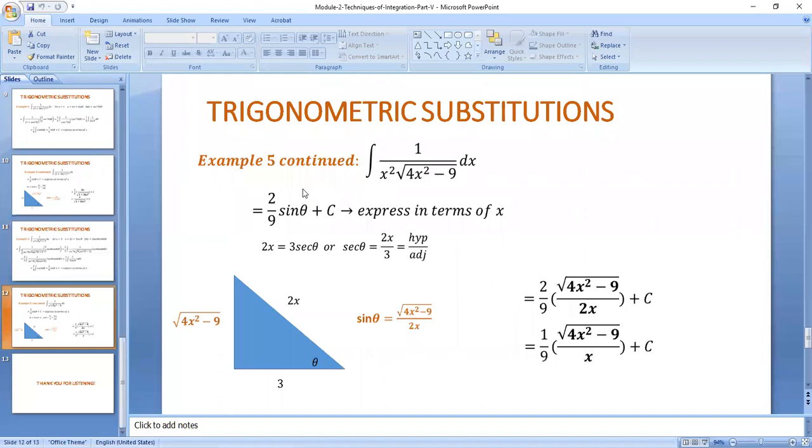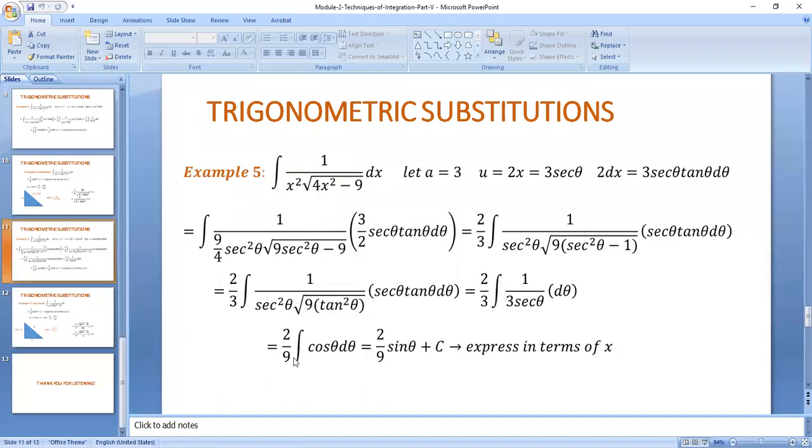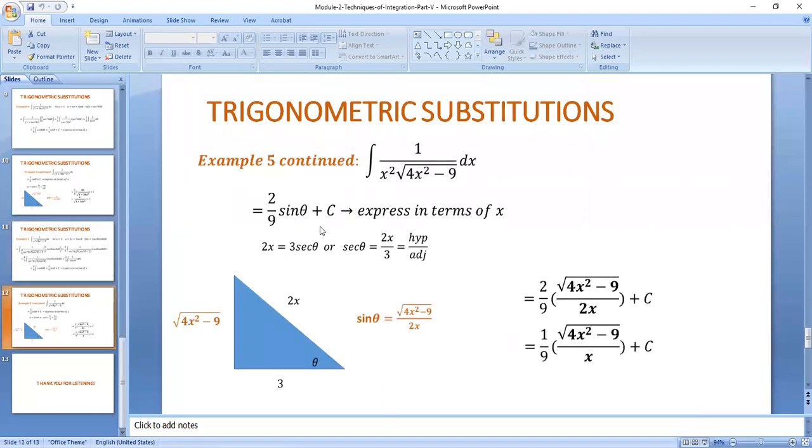So, this is our answer from the previous page, 2 over 9 sine theta. So, our goal is to find the sine of theta. We know that 2x over 3 is secant, so it's hypotenuse over the adjacent. So finding the side opposite theta will require the Pythagorean theorem again.